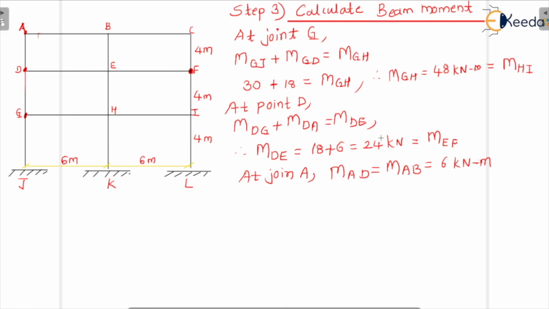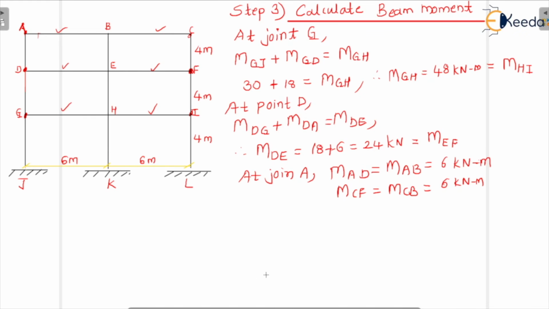Then at joint C, M of CF is equal to M of CB, which is equal to 6 kilonewton meter. The procedure remains the same, and this is for joints I, C and F. So we have done all the answers, and we have calculated all the beam moments over here.